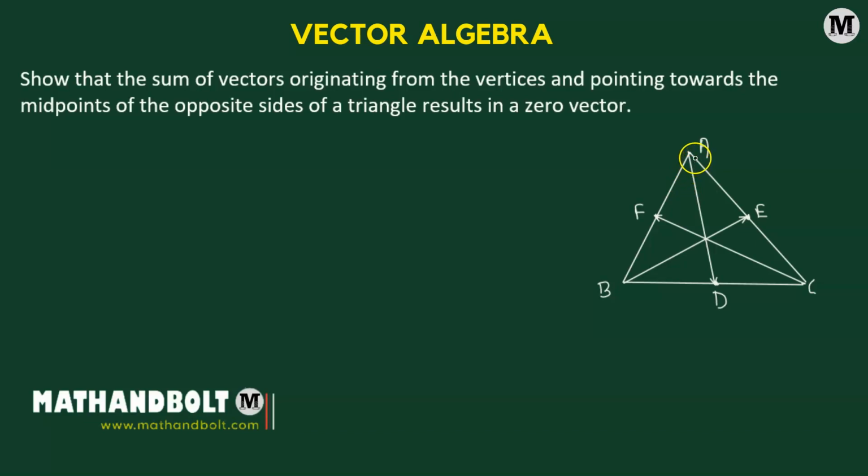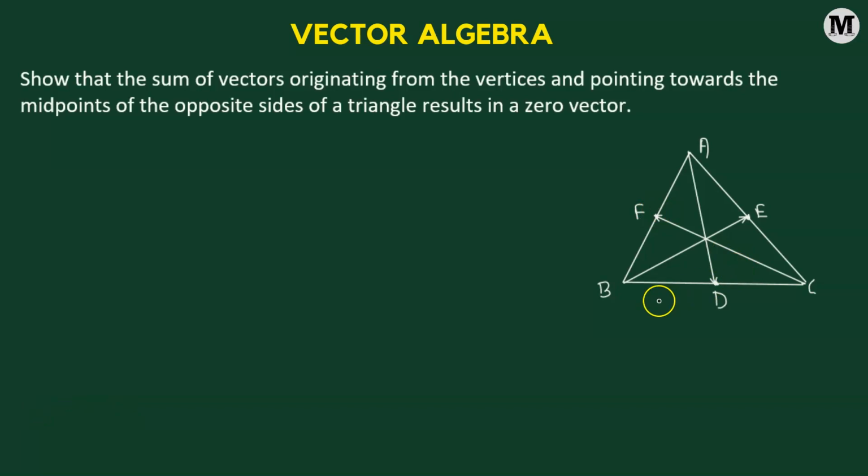We have a triangle with vertices A, B, and C. Now D, E, and F are the midpoints of the sides BC, CA, and AB of the same triangle. Now we join point A with a vector directed towards D. Then we have BE, which is a vector going from B to E, and CF is a vector going from C to F. Now we need to show that the sum of these three vectors, which are the medians of the triangle ABC, the sum of AD vector, BE vector, and CF vector, equals the zero vector.